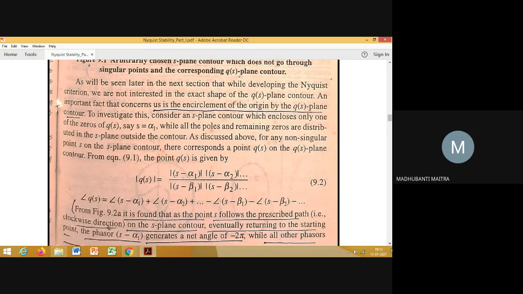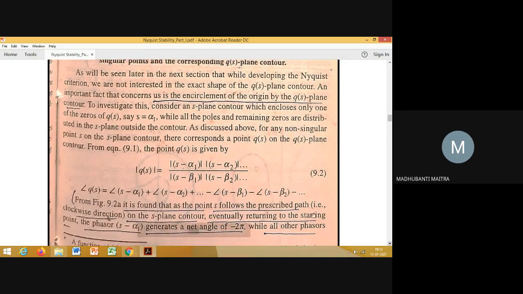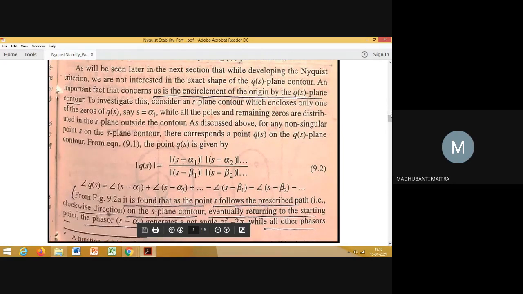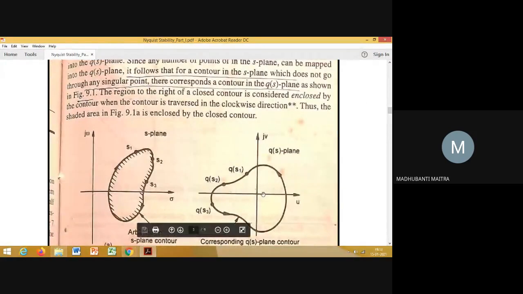Now we are not really bothered about this particular equation, as it will actually give us the length of the phasor. Length of which phasor? The QS phasor. That means the phasor that we are getting on the QS plane. This is one QS phasor, isn't it? This is one QS phasor.